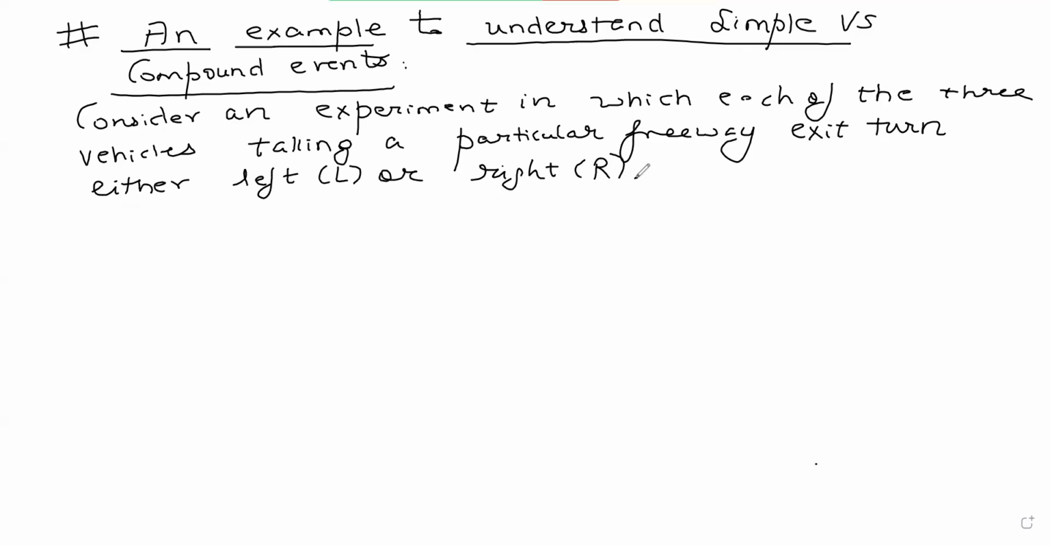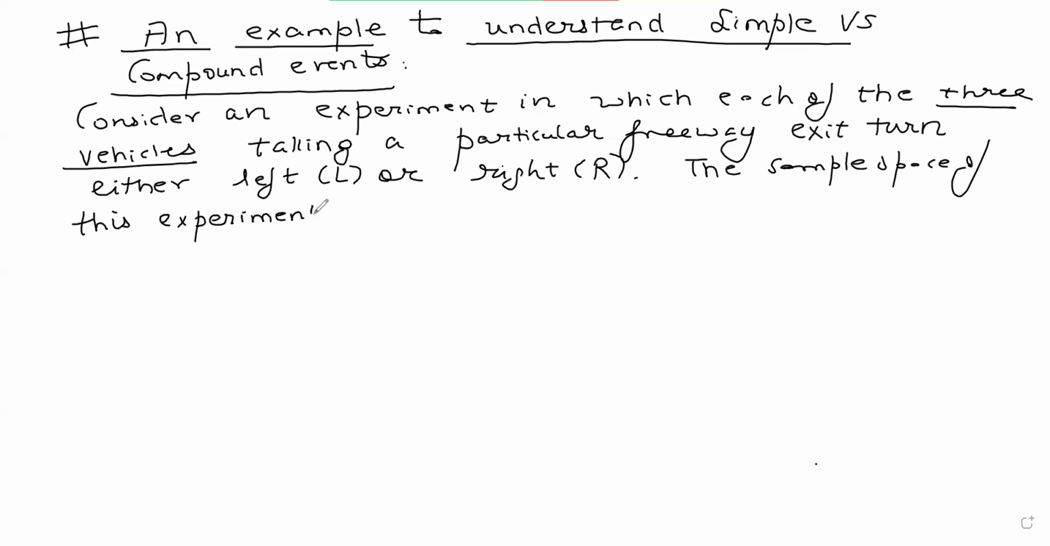First of all, let's write what's the sample space. There are three vehicles, I can say three objects. How many elements will be there in the sample space? 2 to the power 3, which is 8 outcomes. So I can say the sample space of this experiment is given by delta.